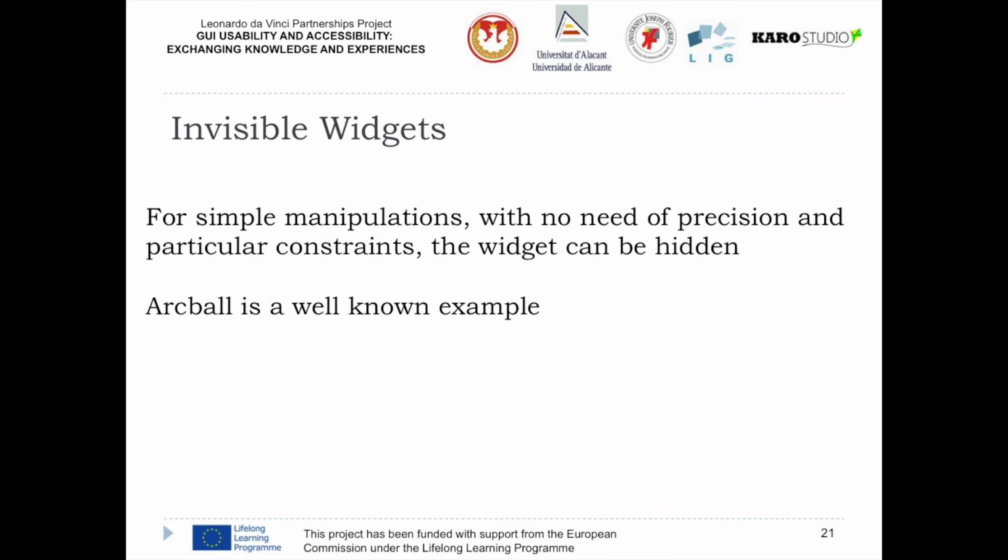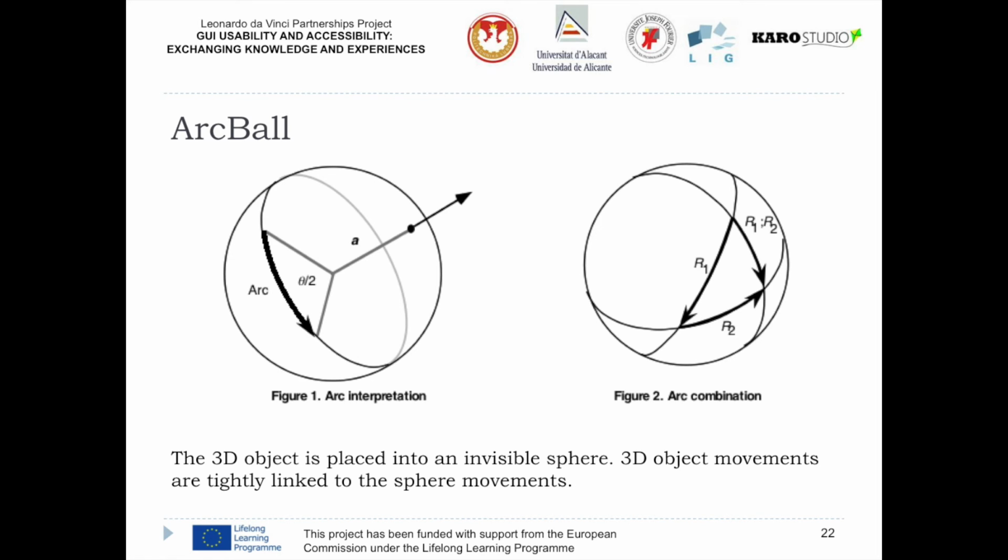They are based on a kind of intuitive manipulation. The arcball technique is the most used one. The principle of the arcball is to put the object of interest into an invisible sphere. The displacements of the vector on the sphere make arcs that define the rotation as illustrated in the figure. The arc and the center of the sphere define a plane, and the rotation is applied around the orthogonal vector of this plane. The amount of rotation corresponds to the arc length.